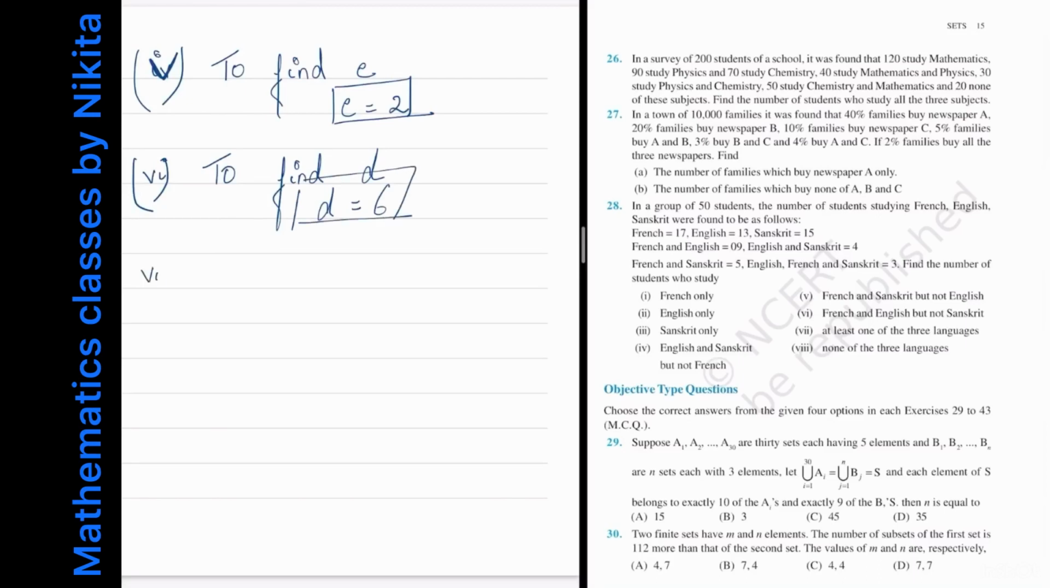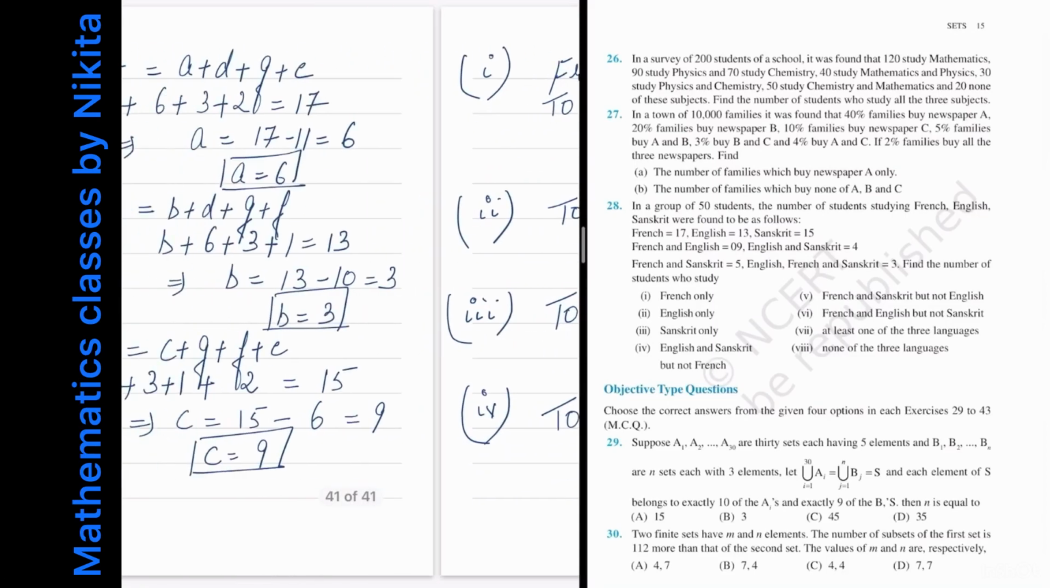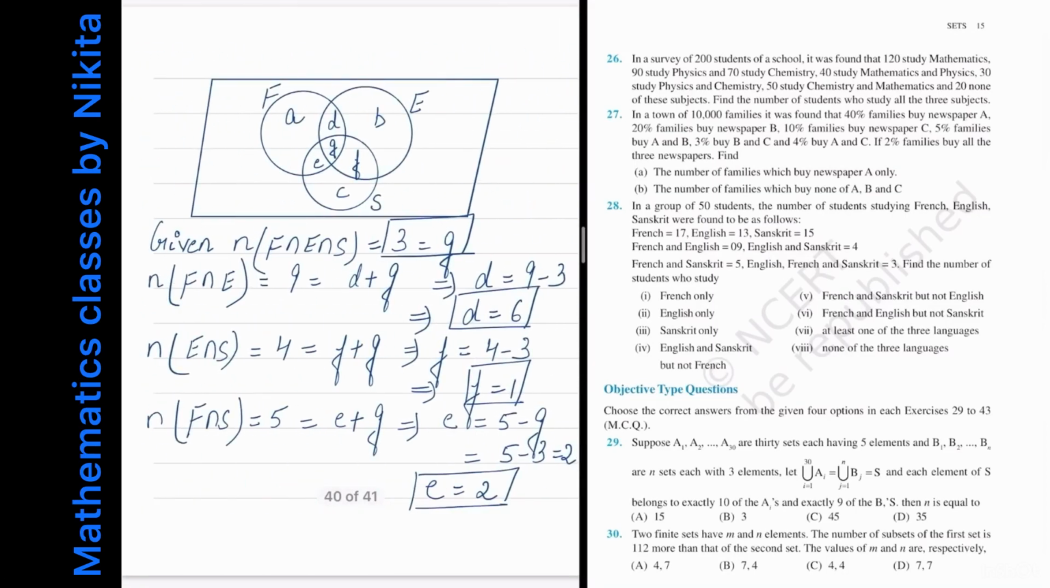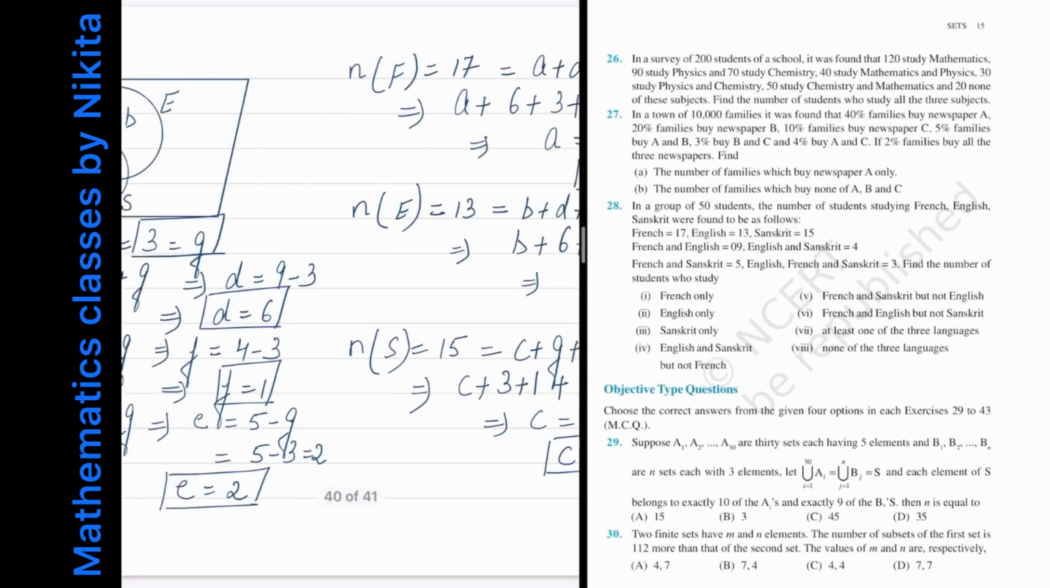Now next, the seventh part. In the seventh part, at least one of the 3 languages. So at least one of the 3 languages means इन सबका यूनियन. और यूनियन निकालने के लिए आपको सबको ऐड करना पड़ेगा, जितनी भी वैल्यूज़ हैं ये. ठीक है. So this is equal to A plus B plus C plus D plus E plus G plus F.